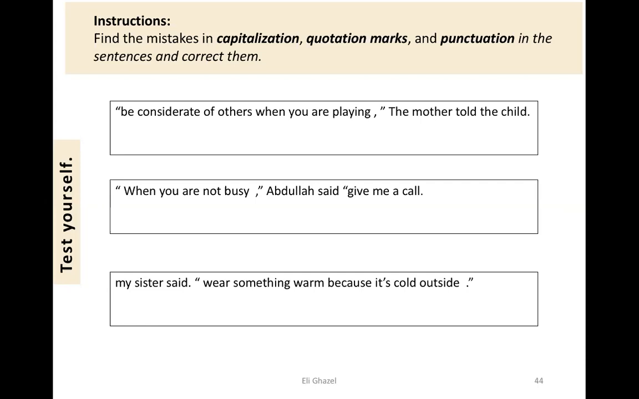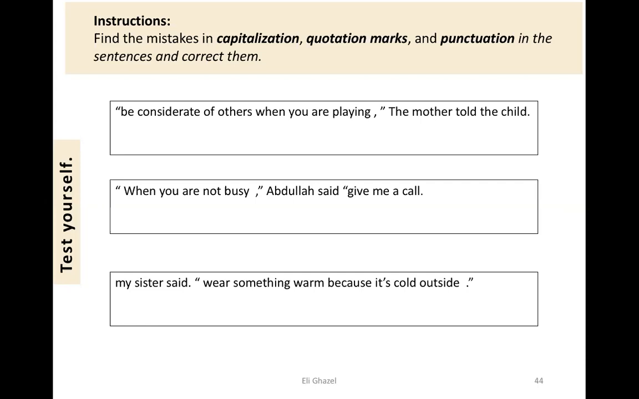"Be considerate of others when you are playing," the mother told the child. We want the students to find the mistakes in capitalization, quotation marks, and punctuation in the sentences and correct them. Now, you can put 10 sentences and you can put 3. What is important is not to break the students' back, but just to do enough to know that you can. There is no guessing game here. Either you know it or you don't.